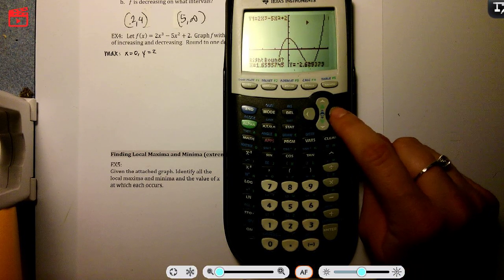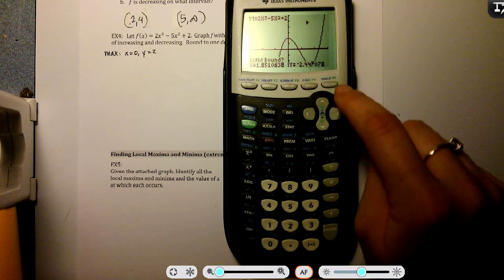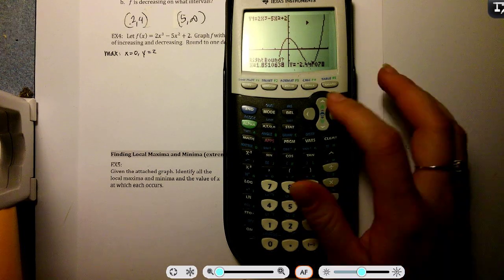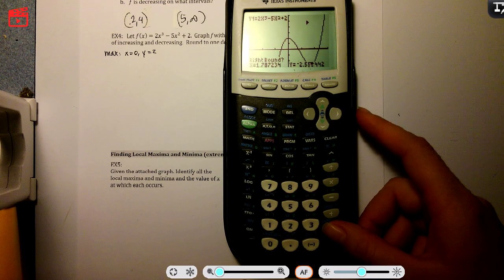So I'll go to the right of my point a little bit. These numbers are kind of blocking it. Okay, there we go. That looks like a good point. Hit enter. And now it says guess.